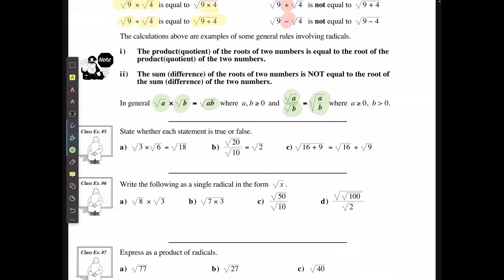So if I'm stating if it's true or false, then root 3 times root 6 is equal to root 18. Well, 3 times 6 is 18. This is true. If I took the square root of 20 divided by the square root of 10 is equal to the square root of 2, well, 20 divided by 10 is 2. So this is also true. Is the square root of 16 plus 9 the same as the square root of 16 plus the square root of 9? No. It doesn't work for addition or subtraction.